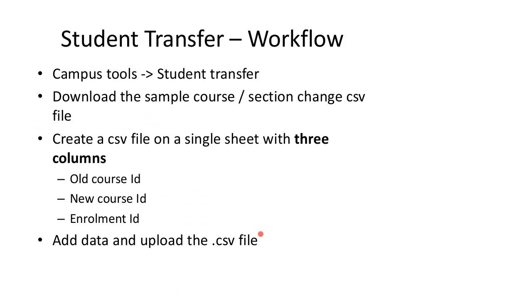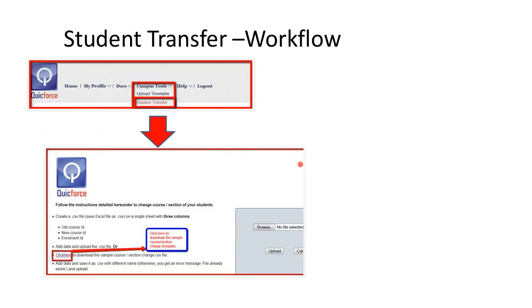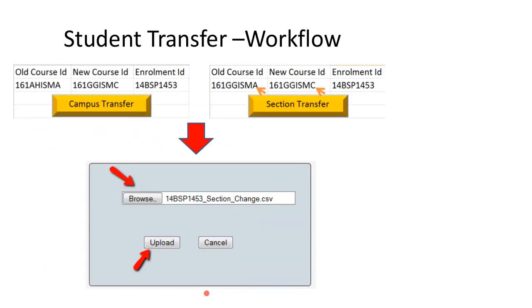So this is the workflow. They navigate to the student transfer tool linked under campus tools. They download the sample CSV and create a CSV with 3 columns: old course ID, new course ID, and enrollment ID, add data, and upload the CSV file. That's it. These are the screenshots of the previous slide. From here, they go to student transfer, use the template available here, download it, add data, and upload. So this is the sample CSV file.